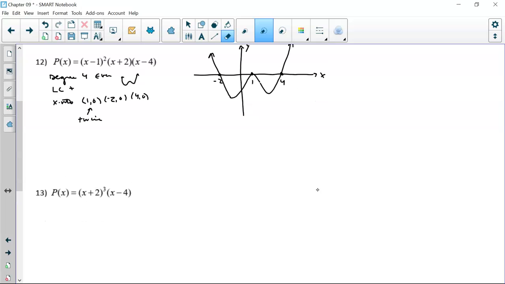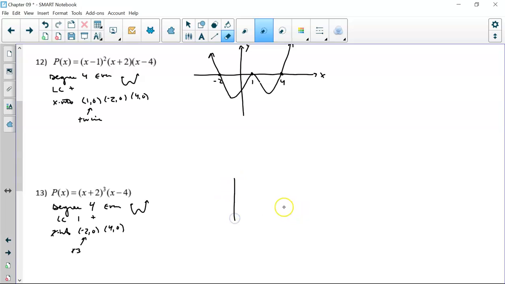Number 13, our degree. This first one counts as 3, and then the next one is 4. So that's degree of 4, which is even. Leading coefficient is a 1, which is positive. It's going to have this shape to it. Now our x-intercepts are going to be at negative 2, 0, and positive 4, 0. Now the first one is repeated 3 times.